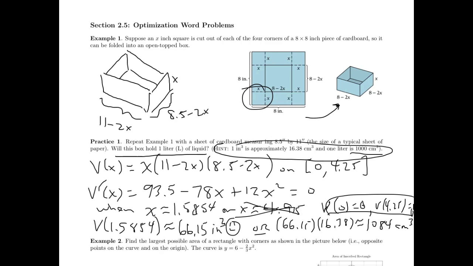So there's a piece of trivia for you. If you were to fold up a piece of paper into a box, it holds roughly a liter, just a little bit more than a liter of liquid, I guess if it was waterproof.